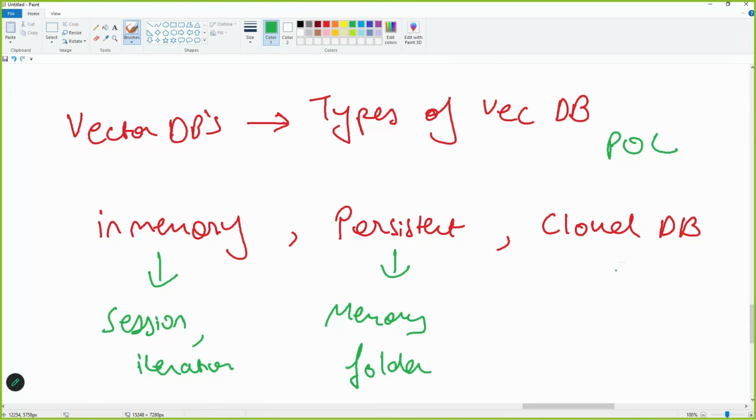All right. Third one is cloud. Cloud is simple. You will not be storing this data in your memory, not in any folder on your computer. It will be stored on the cloud. So data stored on cloud.